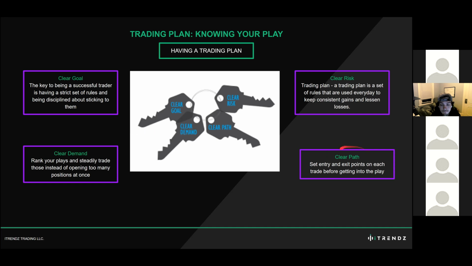And when we're talking about a clear path, that's setting an entry and exit point on each play before you get in. I can't stress this enough. I've talked to several people who say, oh, I saw the watch list and I got in at this price. And I'll ask, where's your exit? Where's your target? Where are you going to take profit? And if you don't know that, then you're just going to simply guess and check, and you won't have your level set on each trade. And in turn, you'll seem a little frantic or a little scurried. So you want to make sure that you're planning your trades out before you're getting into them.